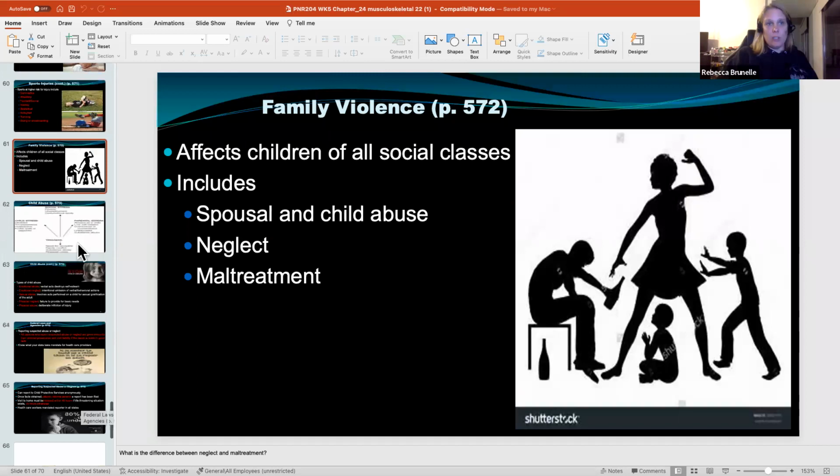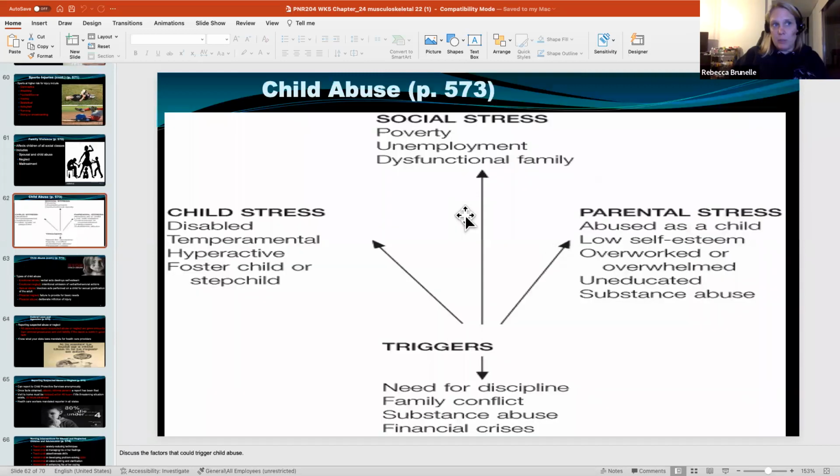So there are some things that can trigger child abuse: social stress, the family doesn't have the financial resources that they need, or just a dysfunctional family unit. Parental stress, low self-esteem, lack of education, substance abuse, these things can trigger it. And then children that are disabled, have psychological problems, behavioral problems, that are hyperactive, or kids in foster care, stepchildren are also at greater risk.